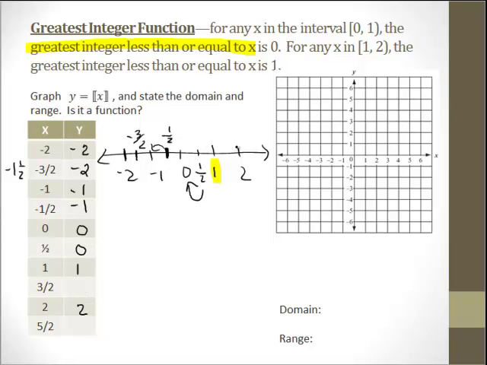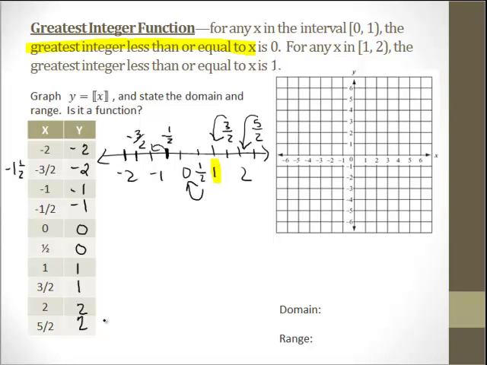Okay, so what about 3/2? 3/2 is the same thing as 1.5. What is the greatest integer just less than 1.5? That would be 1. How about 5/2? 5/2 is the same thing as 2.5. What's the greatest integer just less than 2.5? That would be 2.